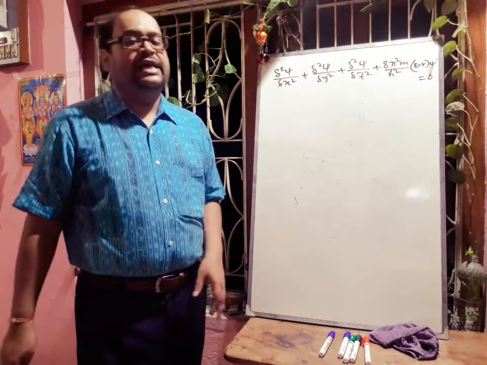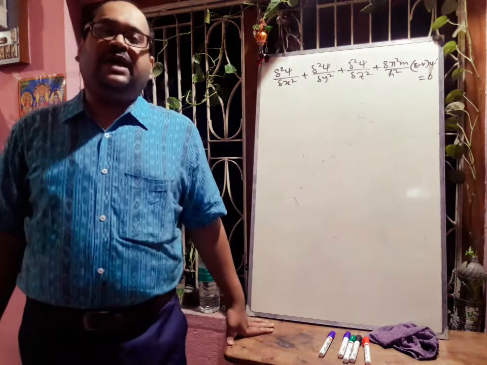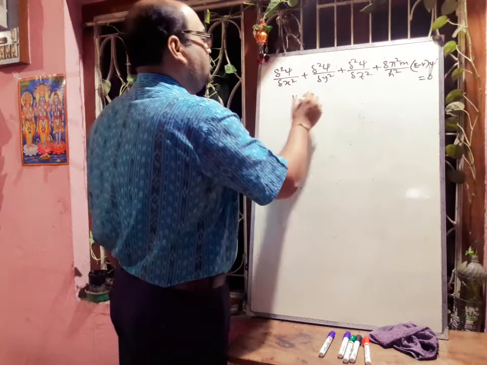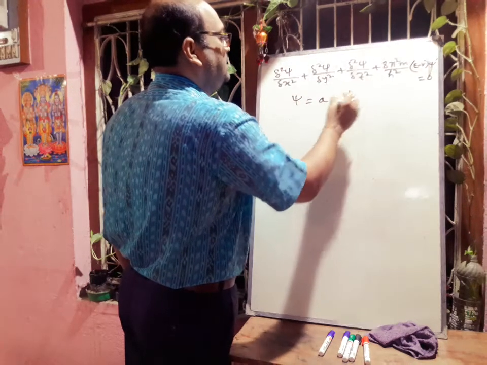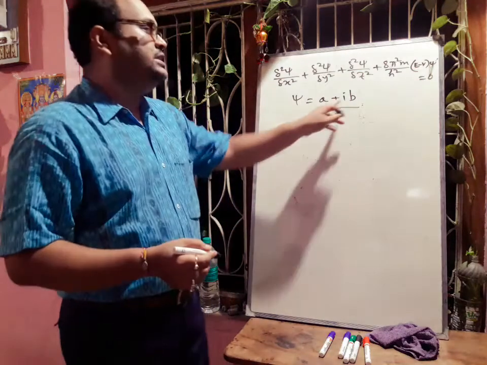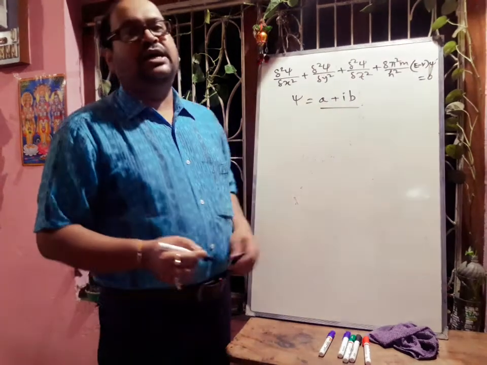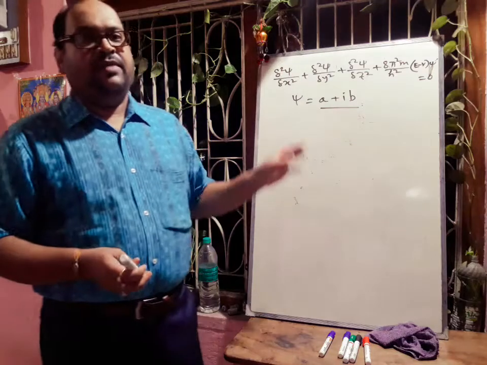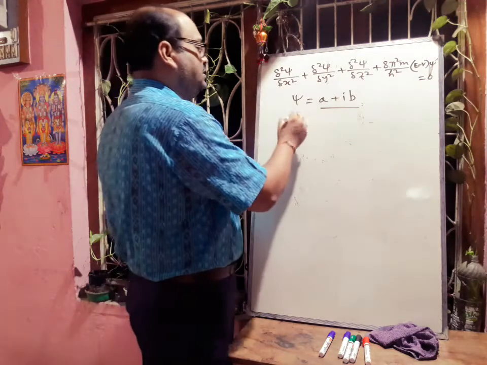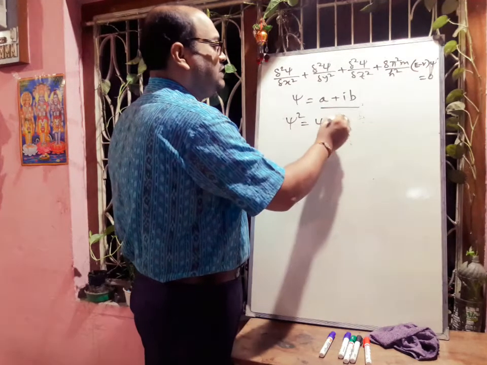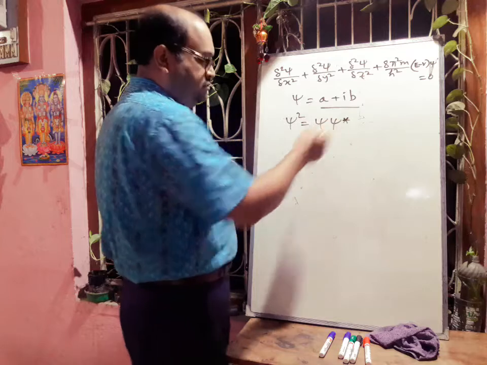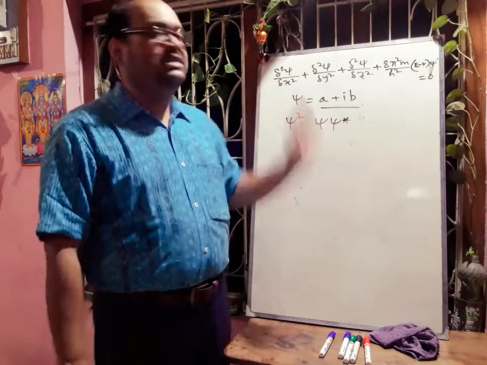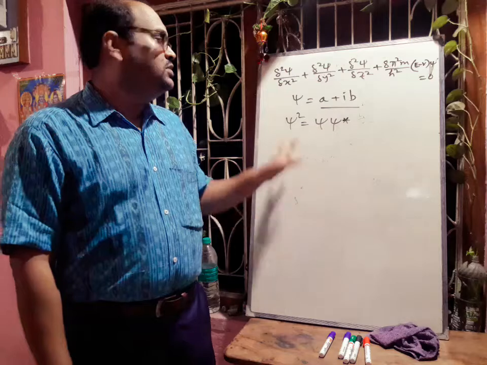In psi there are two parts, one is the real part and the other is the imaginary part. We can consider psi is equal to a plus ib, that is a complex number; this is the imaginary part and this is the real part. So actually psi has no meaning by itself, but we consider psi square, which is psi into psi star. When we multiply psi by its complex conjugate, the imaginary part vanishes. So this is called psi square.